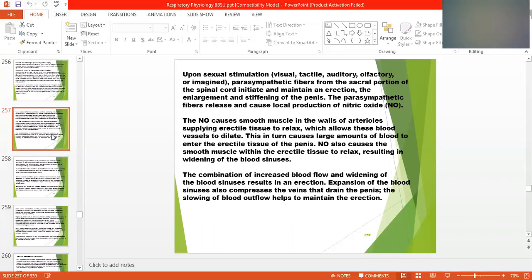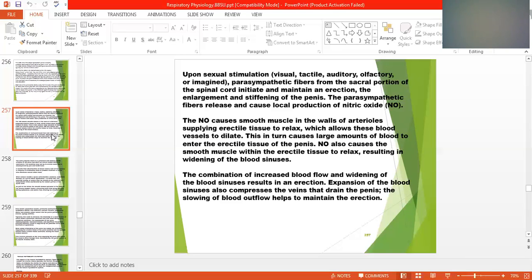Upon sexual stimulation: when there is a sexual stimulation, we call it visual, or by touch, tactile, or if you listen to something sex related, auditory, and if you smell something which stimulates your sexual desire, or imagine in your mind, you think about something. So sexual stimulation depends on your perceptions. Five means olfactory or imagination.